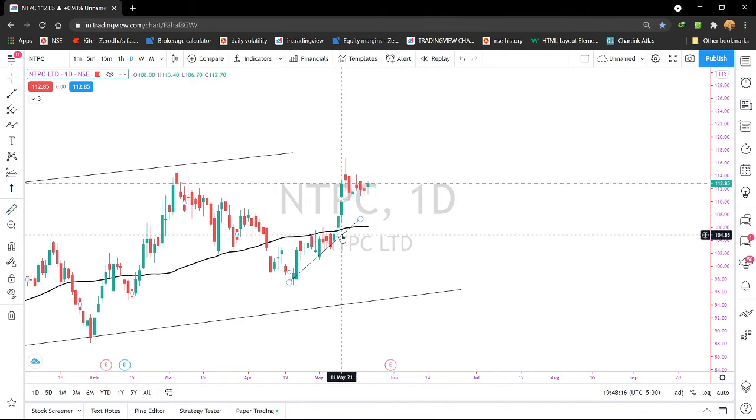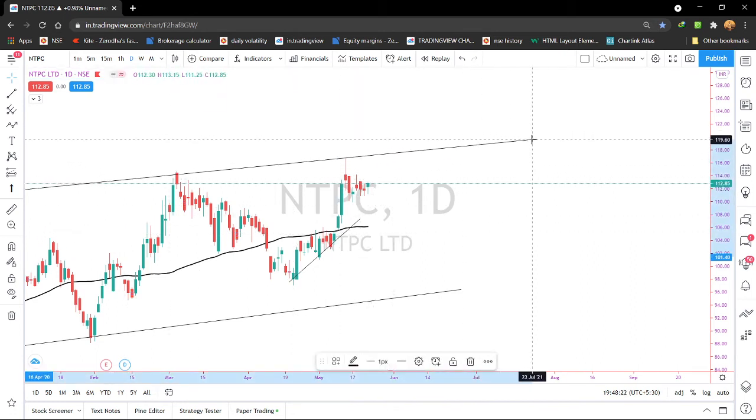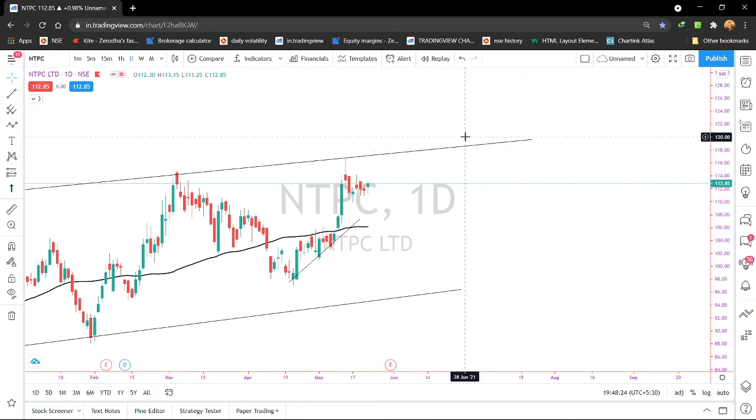Here you have to enter. Here you have to put the stop loss and you have to let it go. Generally, it will touch this line. Okay, and there you can exit. If there is a breakout, you can enter again. You have to combine the technical analysis along with the price action.